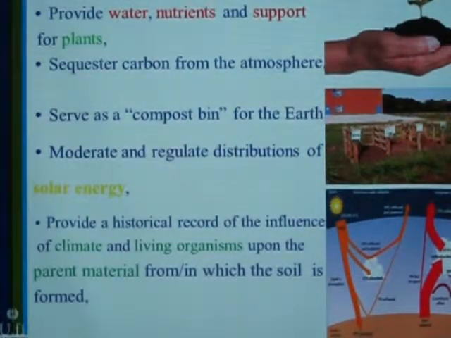Another important issue: if you want to know the history and the origin of the soil, we could use the soil as an indicator to get an idea about the climate, for instance here in Finland, 2000 years ago. So it gives us a historical record.